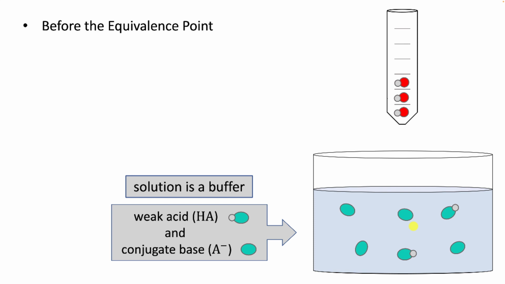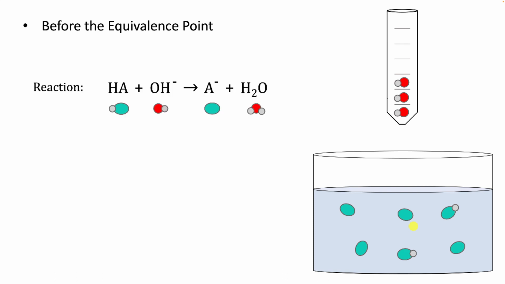We still have significant amounts of HA, and A minus is our predominant species. And then, if we do a little bit more, now we're down to very little HA, a fair amount of A minus. We still have those as our two main species, but it may not be a buffer at some point because we have too little HA. And then finally we add enough to have reacted with the last HA molecule.